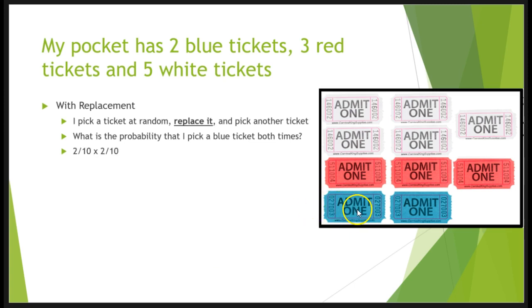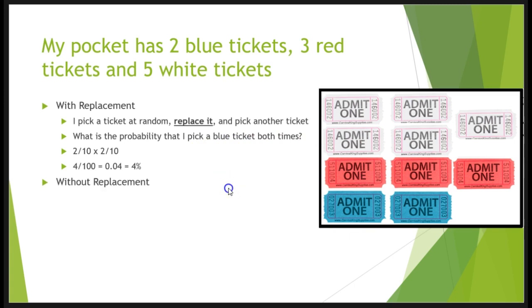So for a blue ticket, I've got 2 out of 10. So the probability the first time I pick it out is 2 out of 10. I put it back in my pocket. There's still 2 blue tickets. So the next time I pick, the probability is still 2 out of 10. So I get 4 over 100, which is 4%. So I have a 4% probability of picking a blue ticket each time.